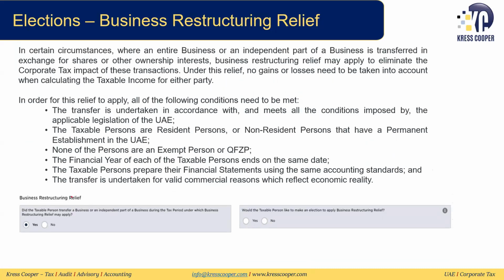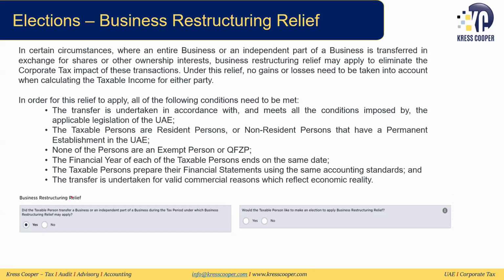The next selection which we have is business restructuring relief. So again, there could be circumstances where one company which is part of the same group might be selling the entire business or an independent part of the business to another company in the group in exchange of shares, ownership interest. Business restructuring might be happening.